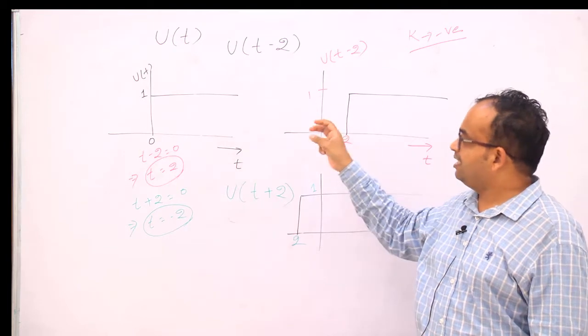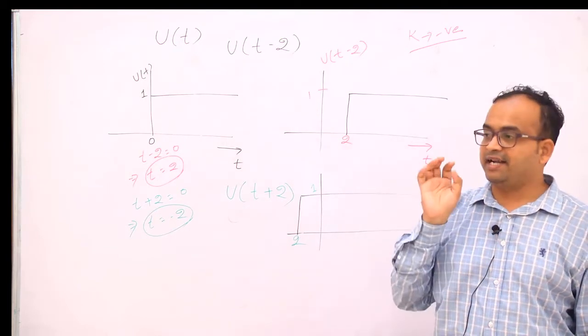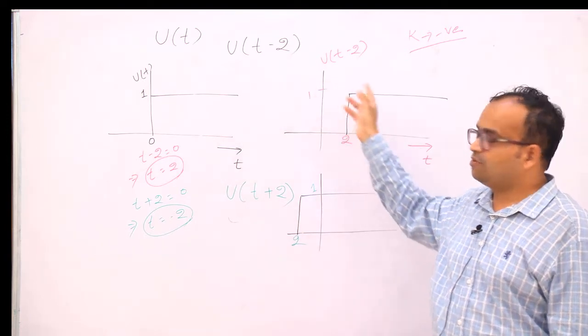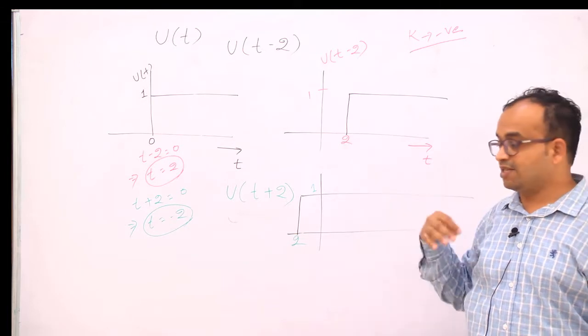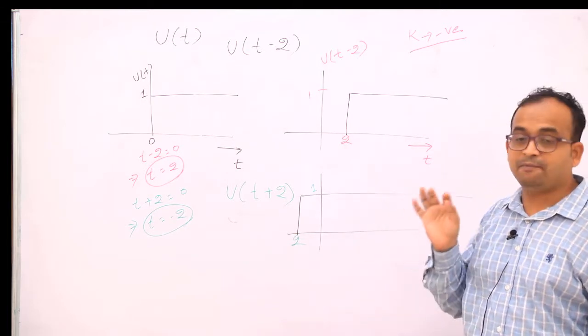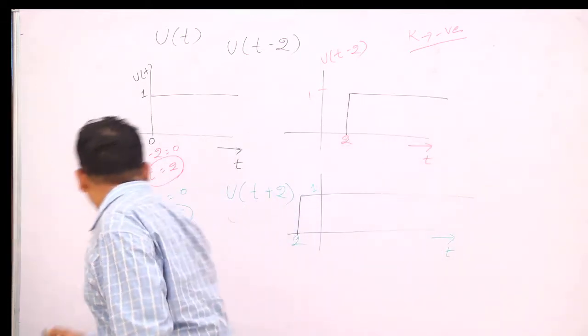So you can find two types of operations. The things we discussed in the previous class by taking arbitrary signals, but as u of t is a standard signal, we can do the operations like this. So now what happens if anyone asks, what is the value of u of minus t minus 2? So in this, what happens? Now let us see.